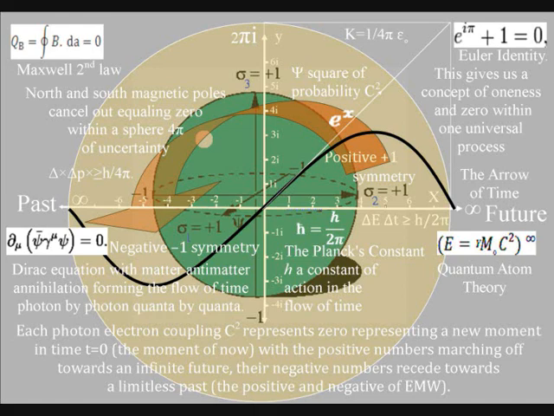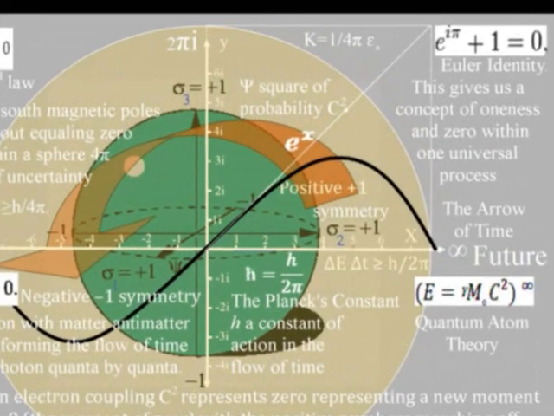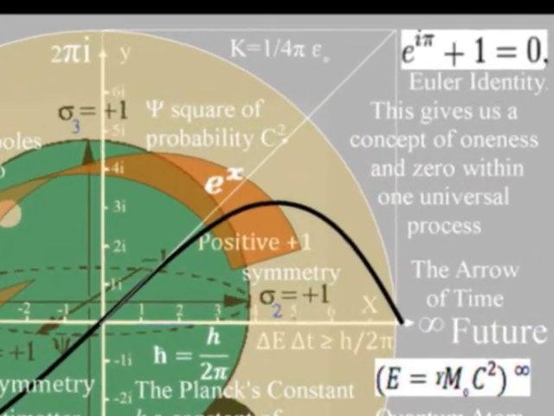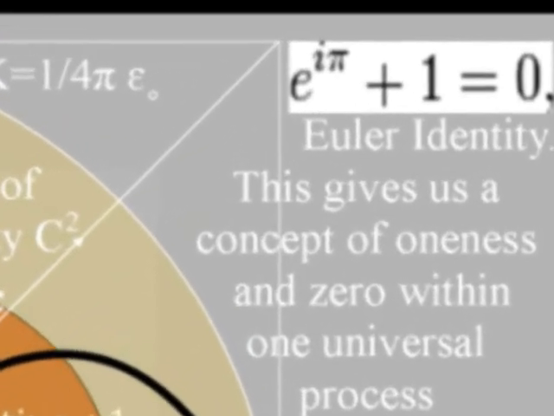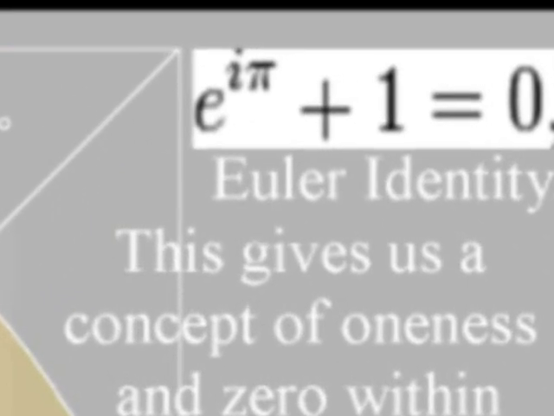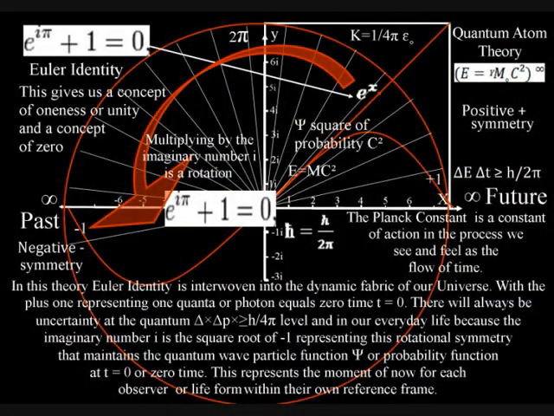In the top right-hand corner of this diagram, we have Euler's Identity, the most beautiful equation to come out of the mind of man. But this beautiful equation has no meaning or purpose in modern physics. But in this theory, Euler's identity is interwoven into the dynamic fabric of our universe, with the plus one representing one quanta, or photon, equals zero time, t equals zero, the moment of now.